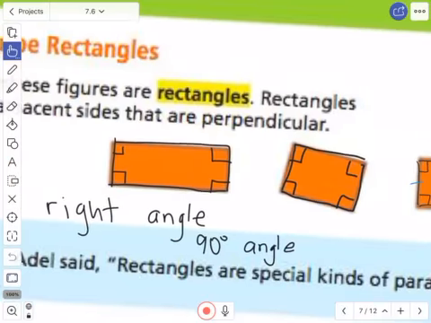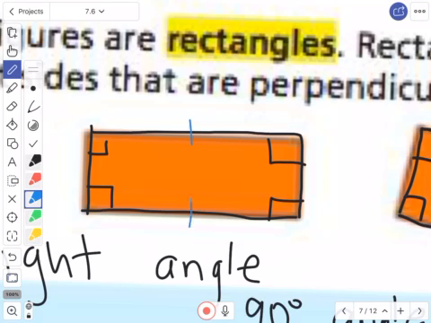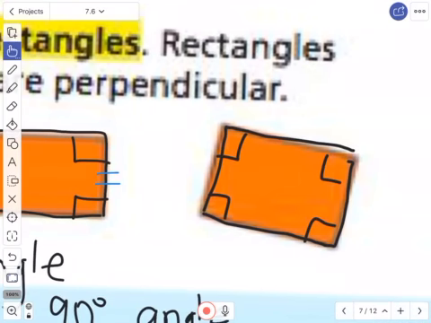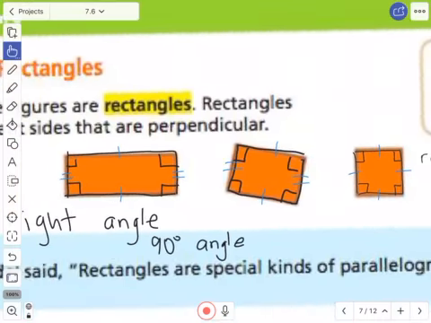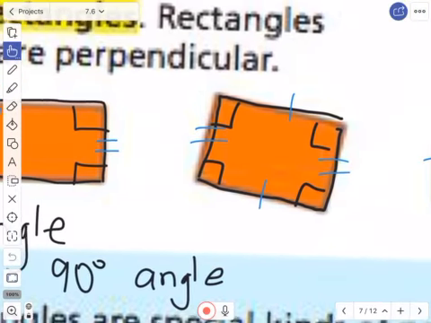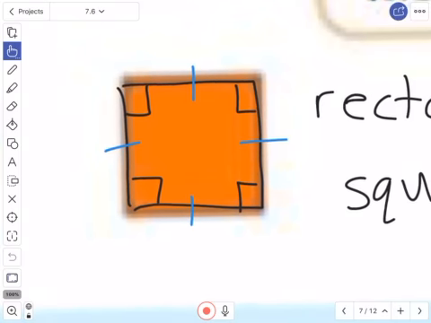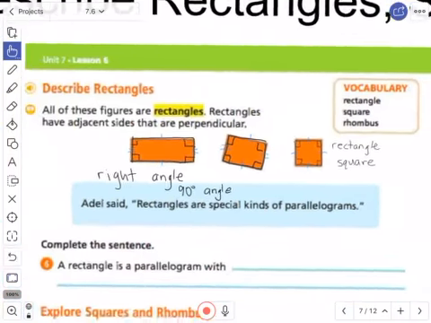Now I'm going to go back to this rectangle right here. I can draw one line there to show that the top and the bottom are equal. And I'll draw two lines there and two lines there to show that the left and right side are equal. In this one, top and bottom are equal, and left side and right side are equal. That's kind of a cool thing with rectangles and squares. A rectangle has four sides and four right angles, but it can also be a square because all four sides are equal.